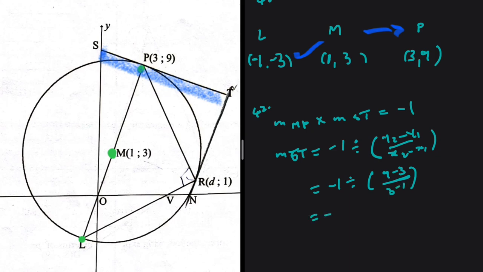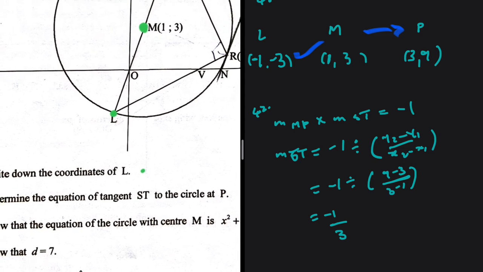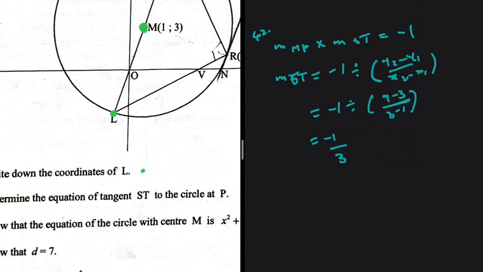So this is equal to -1 divided by 9 minus 3, which is 6, over 3 minus 1, which is 2. So 6 divided by 2 is 3. So this is the gradient of ST. It is -1 over 3. The question says the tangent, not the gradient, but we are a step closer. So we have y is equal to -1 over 3 x plus c.